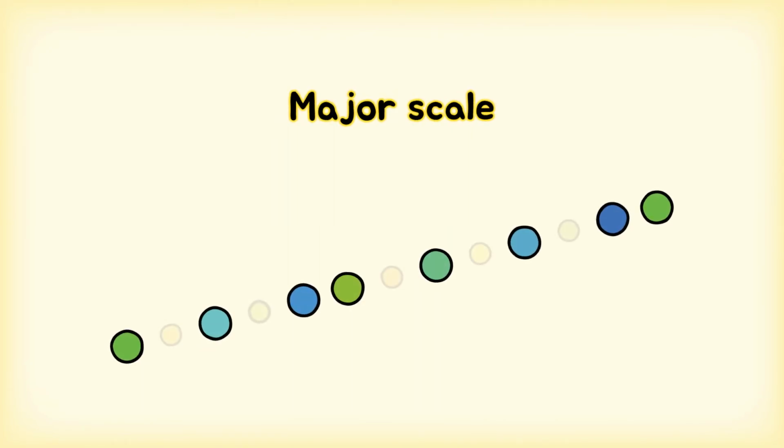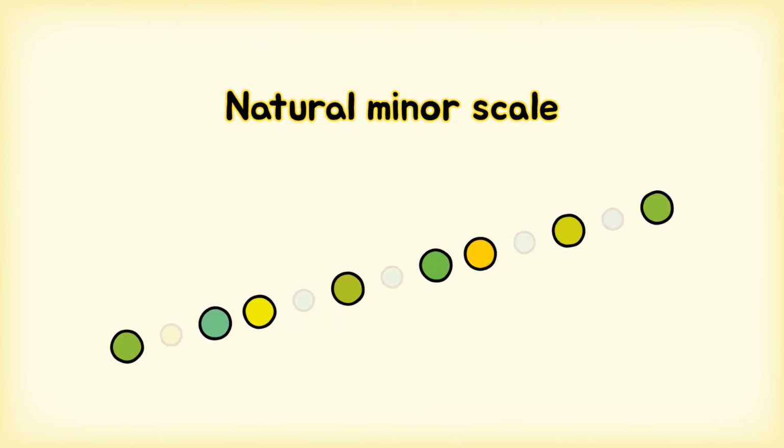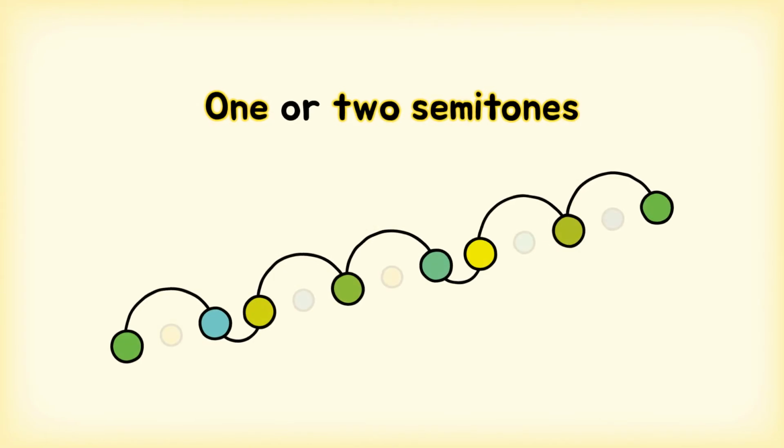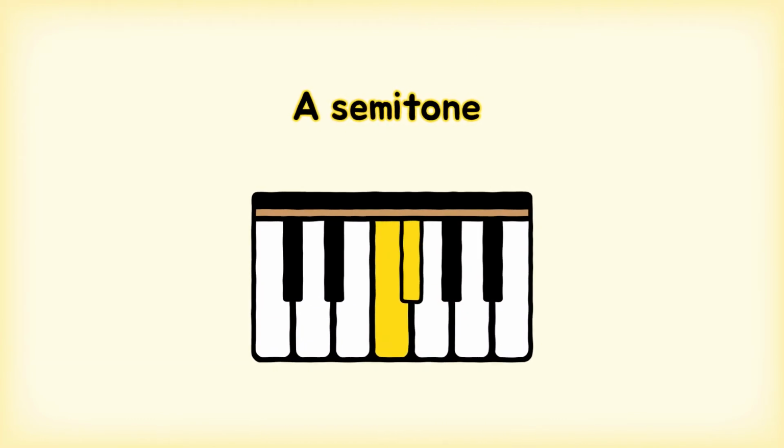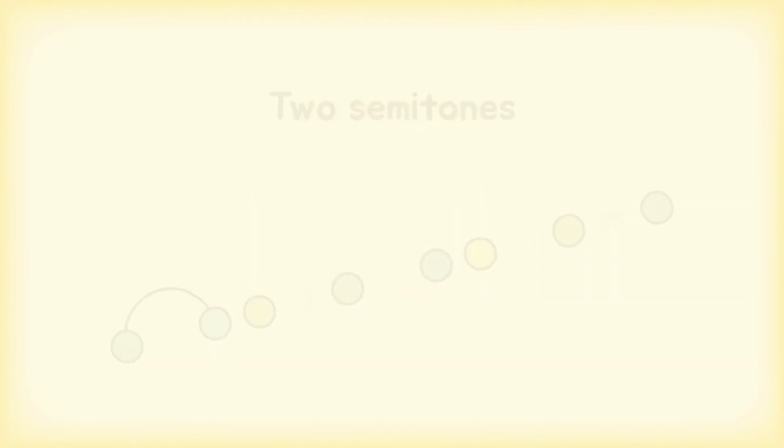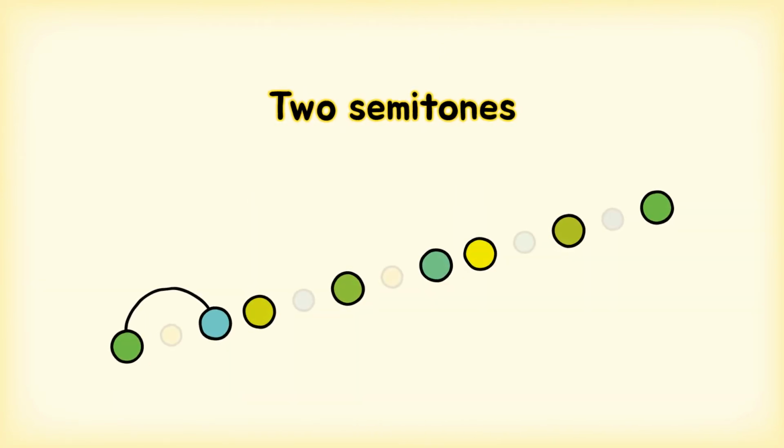Unholy stands out in part because of the scale, the series of musical notes that it's based on. In modern Western pop music, we're most used to hearing the major scale or the natural minor scale. In these types of scale, there's a small gap of either one or two semitones from each note to the next. A semitone is the smallest gap or interval we can have from one note on a piano to the next. In major and minor scales, the interval from the first note to the second is always two semitones.